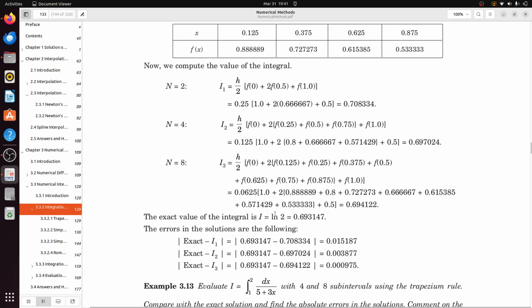Okay, so what is the error? The original value of the integral is ln2, which is 0.693147. The error: what you have computed is 0.708334. You subtract 0.693147, and you will get 0.015. Now you can observe that as you increase the number of subintervals, the error decreases, right? As you increase the subintervals, the error decreases.